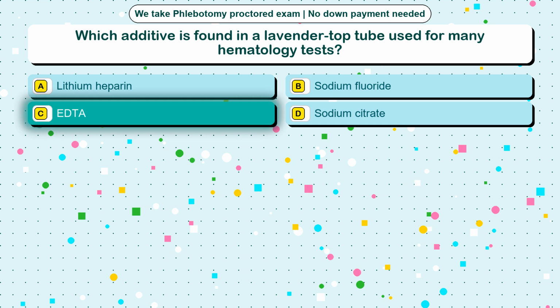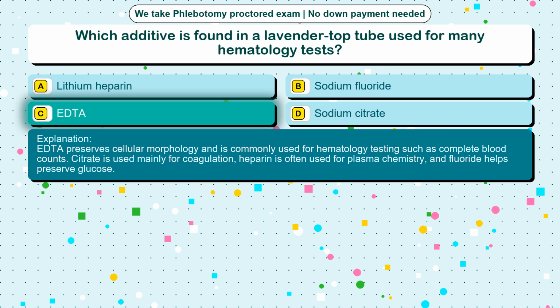The correct answer is option C, EDTA. EDTA preserves cellular morphology and is commonly used for hematology testing such as complete blood counts. Citrate is used mainly for coagulation, heparin is often used for plasma chemistry, and fluoride helps preserve glucose.